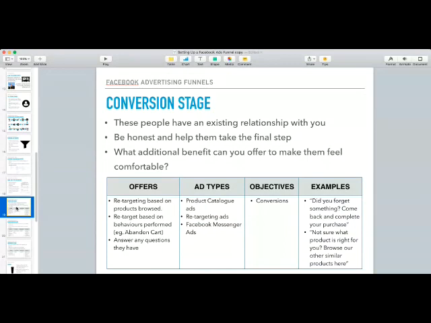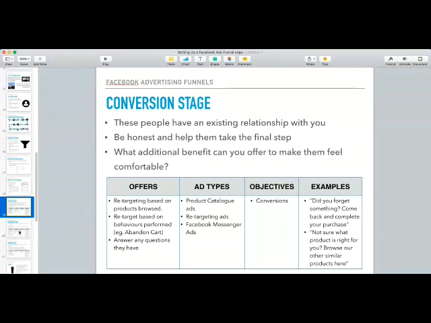You can use the product catalog ads rather for those, and they'll automatically show a different range of products that are similar to that as well. So again, stage, and when you're completing this worksheet, you need to think about what the offer is that I'm going to put in front of them according to where they are.